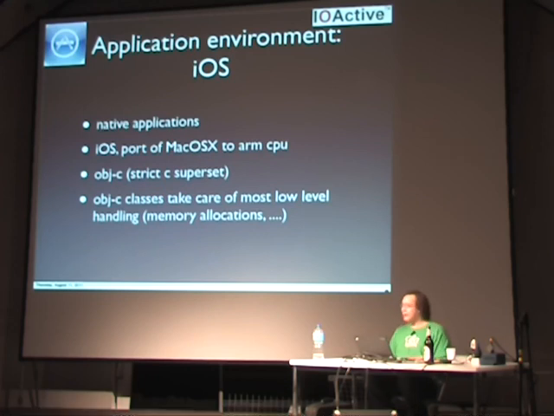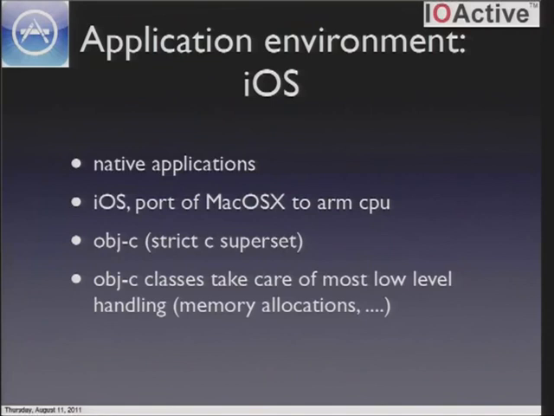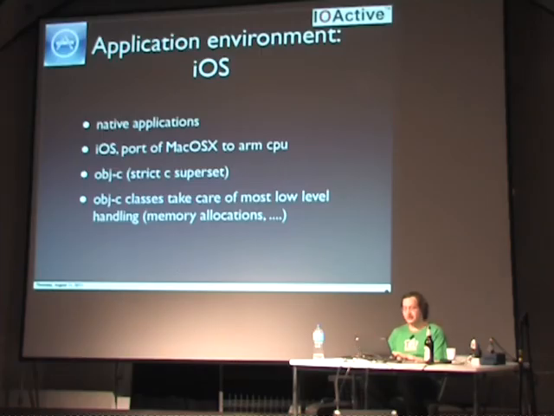So the application environment for iOS: they're all native apps, written in Objective-C. iOS itself is a port of macOS. It's basically macOS on the ARM CPU, and the GUI's changed a little bit, and there are different objects for the GUI stuff, but in essence, it's basically OS X on ARM CPU. Most of the apps are written in Objective-C. Objective-C is known to be a strict C superset, which means all valid C code is valid Objective-C code. They bolted classes on top of C and then added some weird syntax. But they do have a bunch of classes that take care of the low-level stuff, meaning that buffer overflows and the like are much less likely.